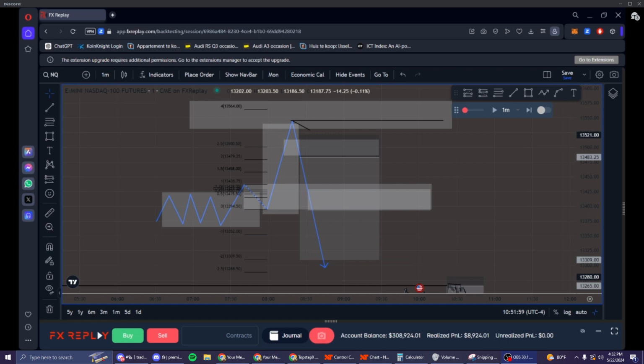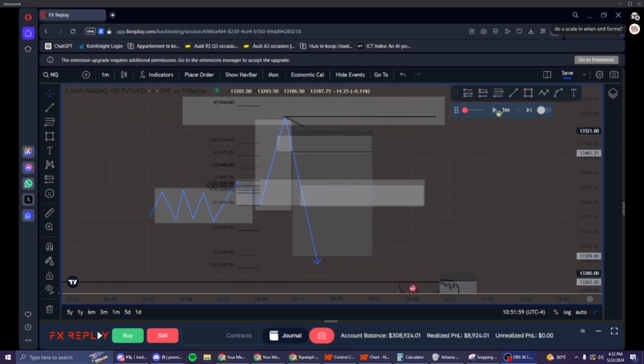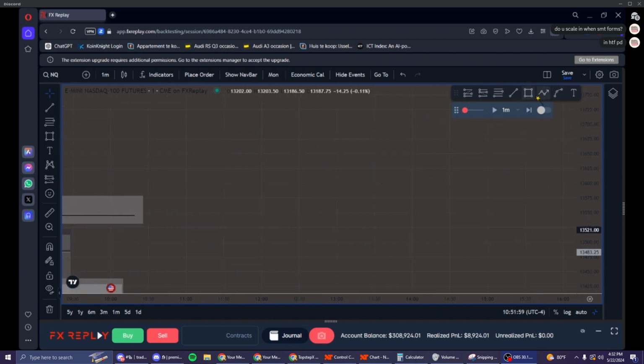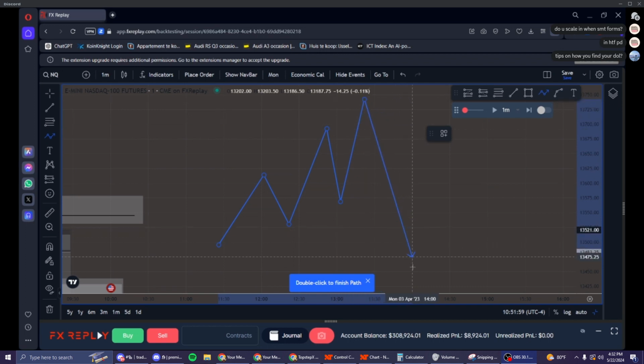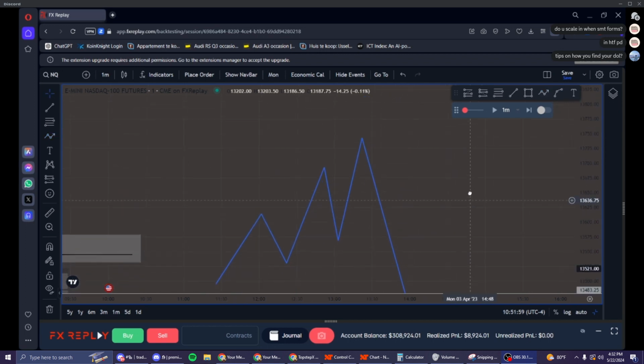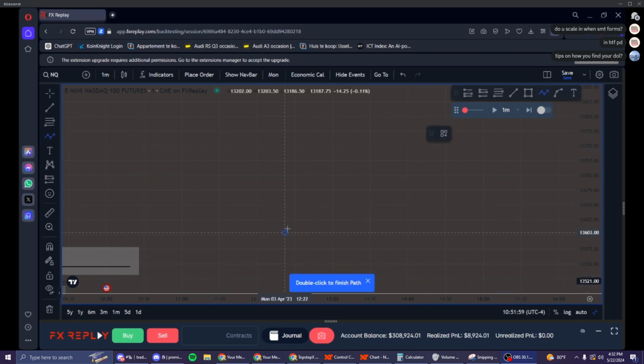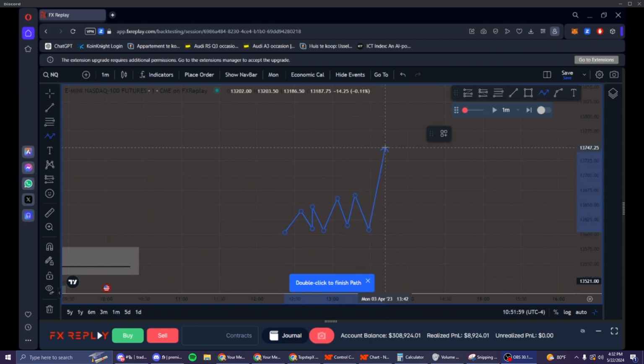Any other questions? You asked when to scale in when SMT forms. Usually for my other setups, my simpler ones, you'll see price ranging into a high time frame PD array. Hold up, this is wrong. Okay, this is ugly, but it's okay.